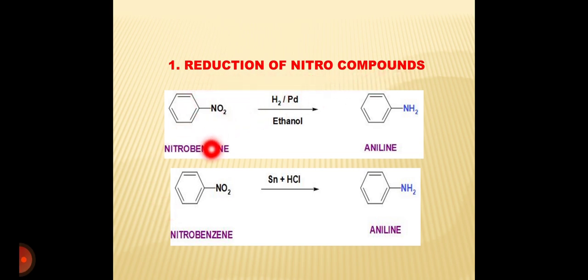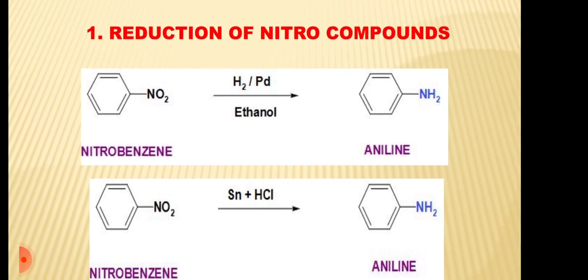Let's take some example. Nitrobenzene on reduction by hydrogen gas in presence of a catalyst like palladium in presence of ethanol gets converted to aniline. Here the nitro group receives hydrogen and gets converted to the amino group, that is the NH2 group.